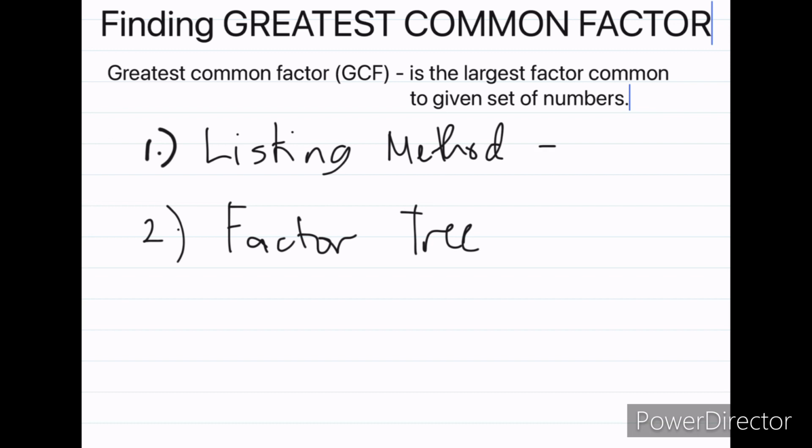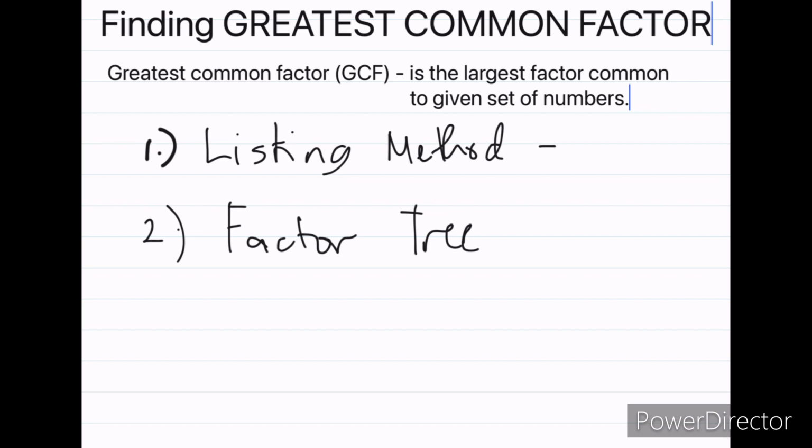So listing method. When we say listing method, it simply lists the factors of each number in the set, then look for the factors that are common in all numbers in the set, then pick out the largest factor. Next, how about the factor tree? In factor tree, it is used to get the prime factorization of each number. Then, list the prime factorization of each number. After that, circle the prime factors that are common in both numbers. Then lastly, multiply the circled numbers together to get the GCF.